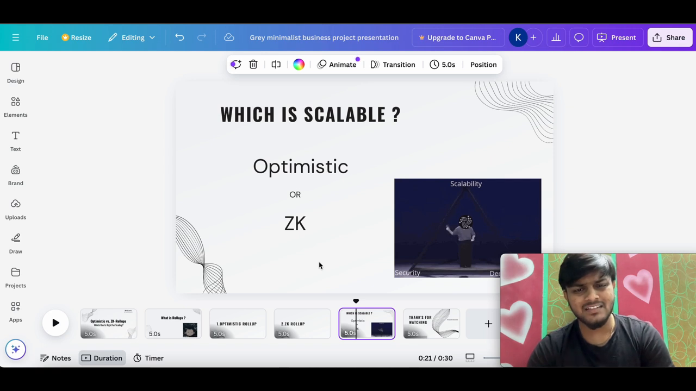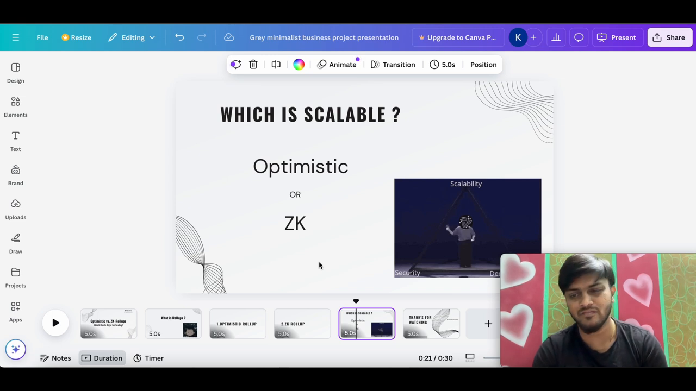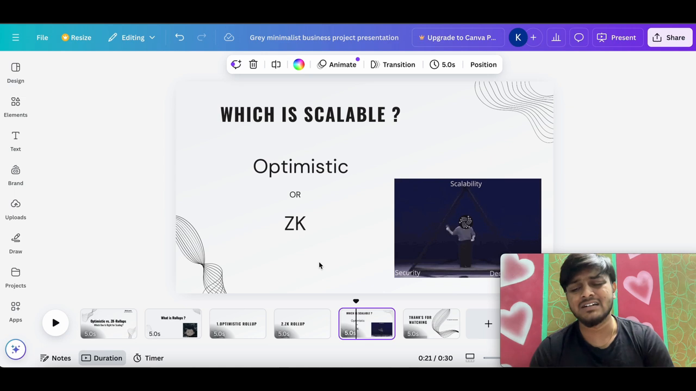Okay, both of these have some pros and cons. Optimistic is easier to deploy and easier to use, but it is slower to get confirmed. The transaction gets confirmed very slowly. With ZK, the transaction is confirmed faster, but it is complex to develop and get ready. Okay, yeah, this is how optimistic and ZK are differentiated.